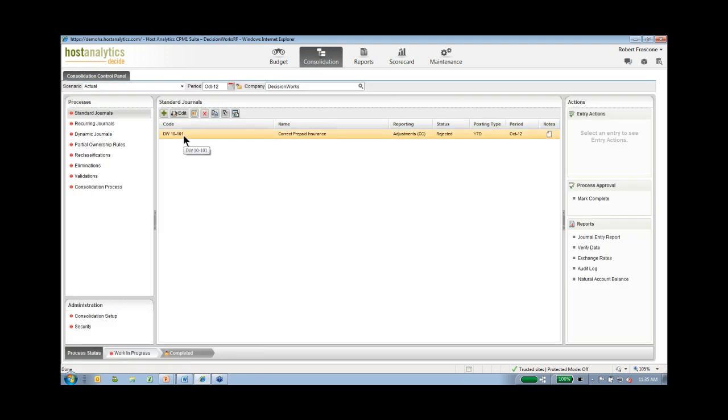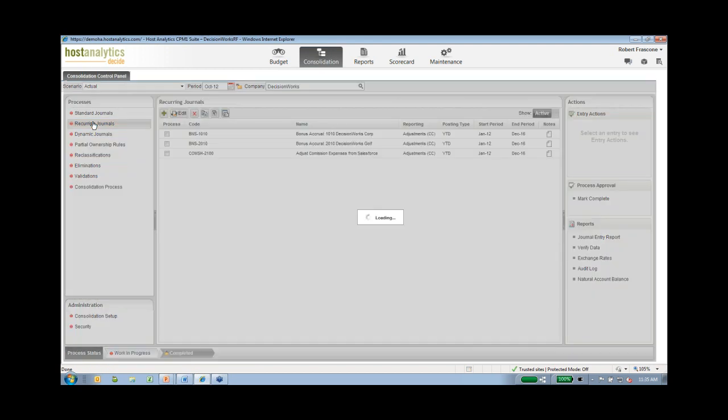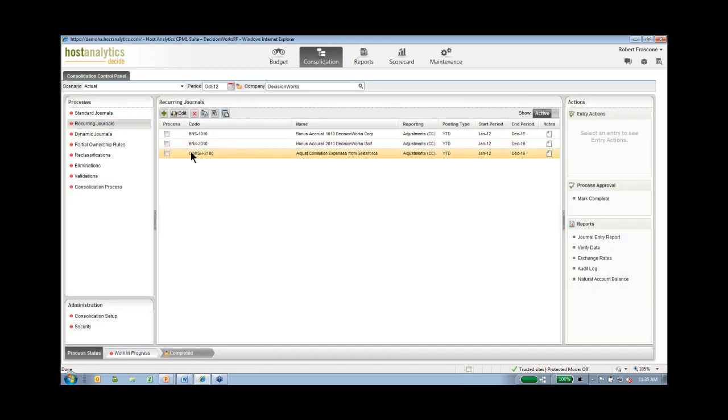So standard journal entry to correct prepaid insurance. This can happen in your ERP system. If you're crossing entities that are on different ERP systems, you can do it in Host Analytics. Recurring journal entries, same thing. You've got some kind of entry for some amortization of prepaid or something of that nature. In this case, a bonus accrual that's happening every single month that you don't want to have to key in every single month. You set it up. You define the start and end dates. It's good to go. It's going to be there to post every single month when you get to that point.